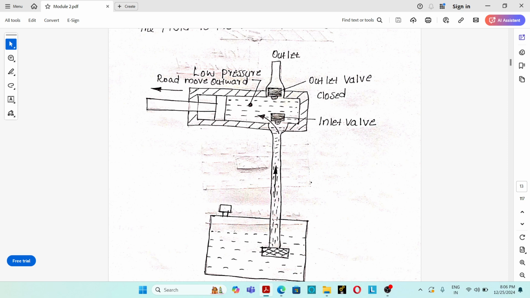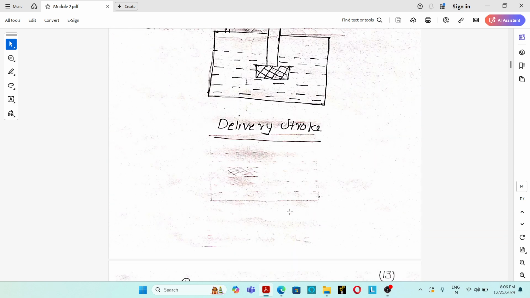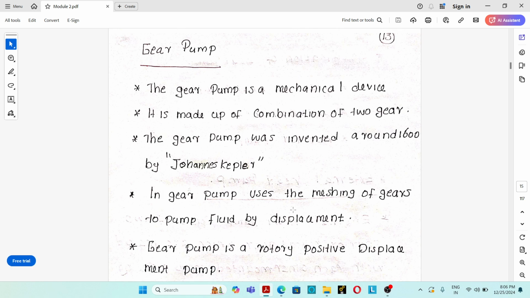So in every positive displacement pump, a partial vacuum is created at the inlet port in the initial condition due to expansion of the chamber. Second stage, the pumping element exerts a force over the hydraulic oil. The pressurized hydraulic oil flows to the outlet pipeline. So this is the basic principle of a positive displacement pump. Okay. So first of all, we are going to discuss gear pump.